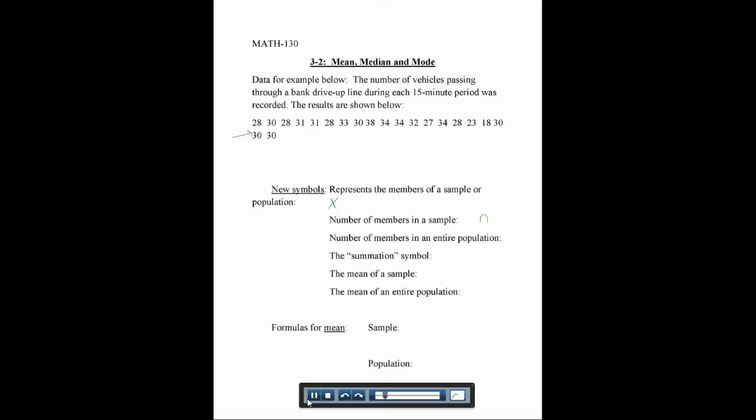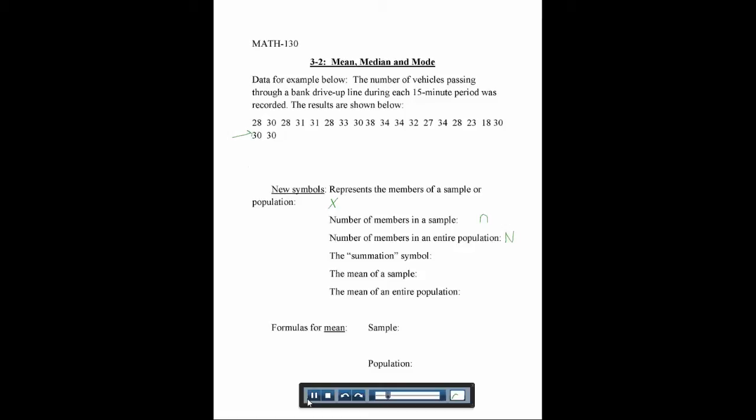For example, in our data set above, if we count, we have 20 different data points. So our n would be 20. If we're talking about an entire population, how many there are, we use a big N.